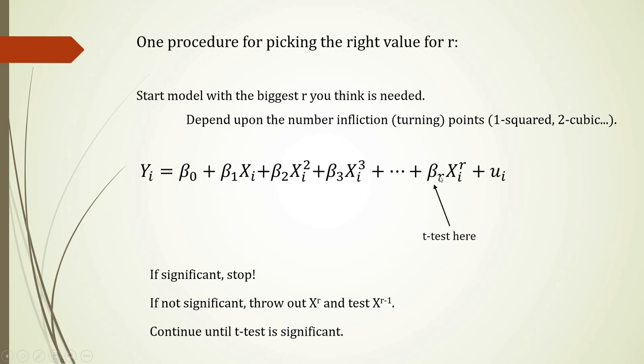If not significant, throw it out and test x to the power of r minus 1. For example, if x to the power of 4 is not statistically significant, you will throw it out of the model and restart the model with the highest polynomial term x to the power of 3. When you develop the model, you will test this term, and if it is not statistically significant, again erase it from the model and start the quadratic model. And if this is statistically significant, then you will stop there, and this is your final model.